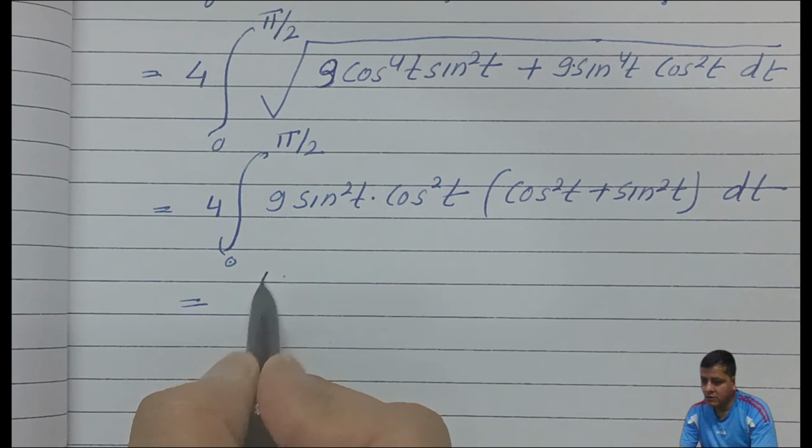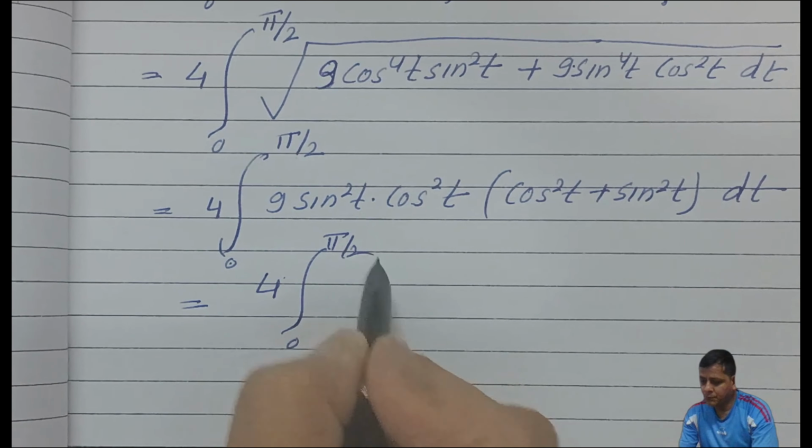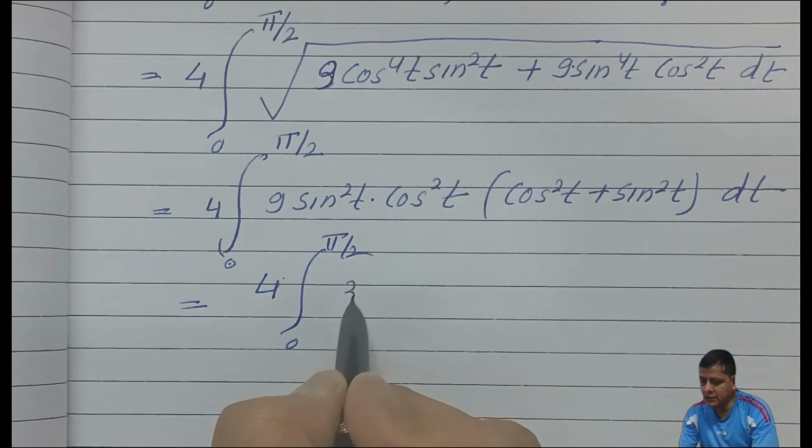So that can be further simplified to get 4 times the integration from 0 to pi by 2 of 3 sine t cos t, so here this can be cancelled. Further we get 4 into 3 by 2 times the integration from 0 to pi by 2 of 2 sine t cos t dt. With further simplification, we get 6 here. Before going on, we can simplify this into sine 2t dt.